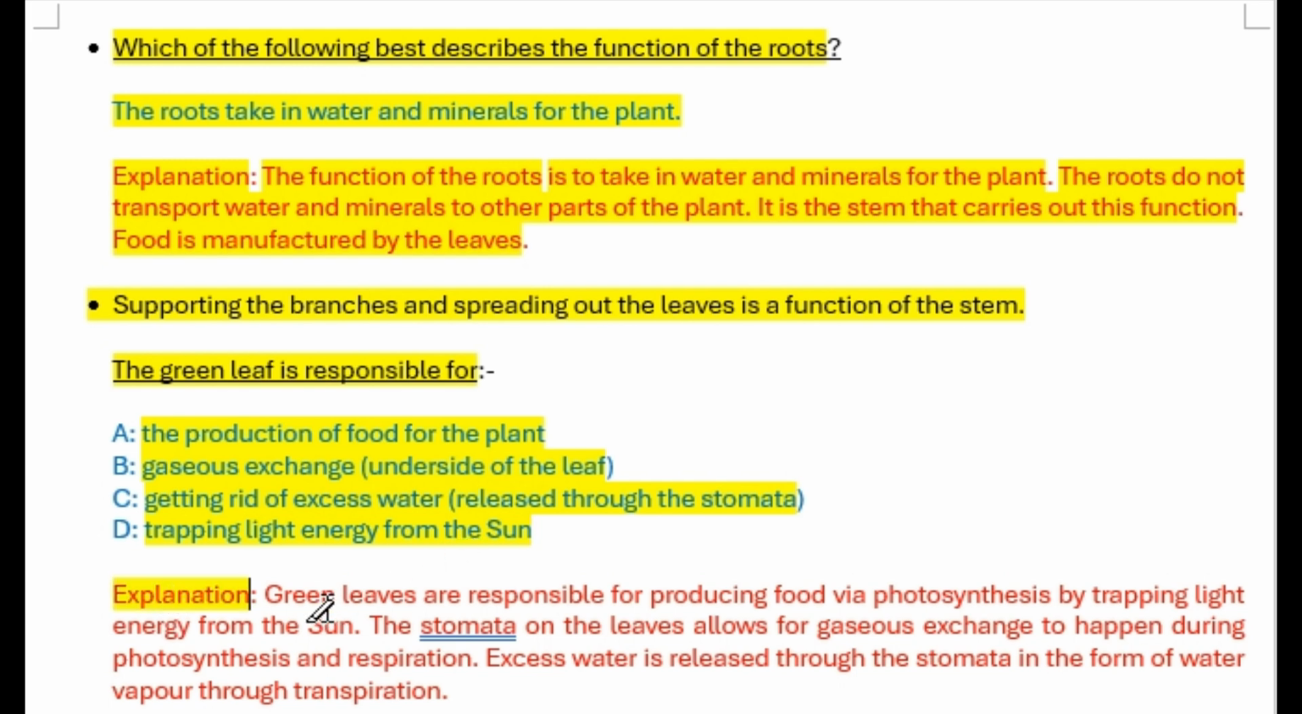Explanation: green leaves are responsible for producing food via photosynthesis by trapping light energy from the sun. The stomata on the leaves allow for gaseous exchange to happen during photosynthesis and respiration. Excess water is released through the stomata in the form of water vapor through transpiration.